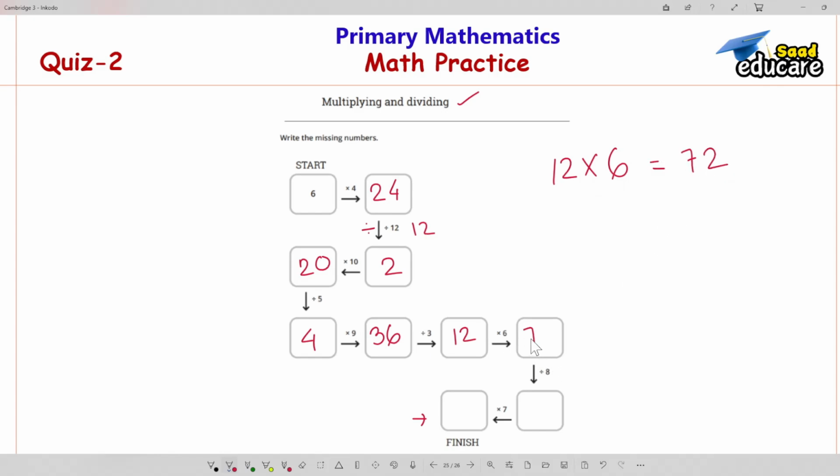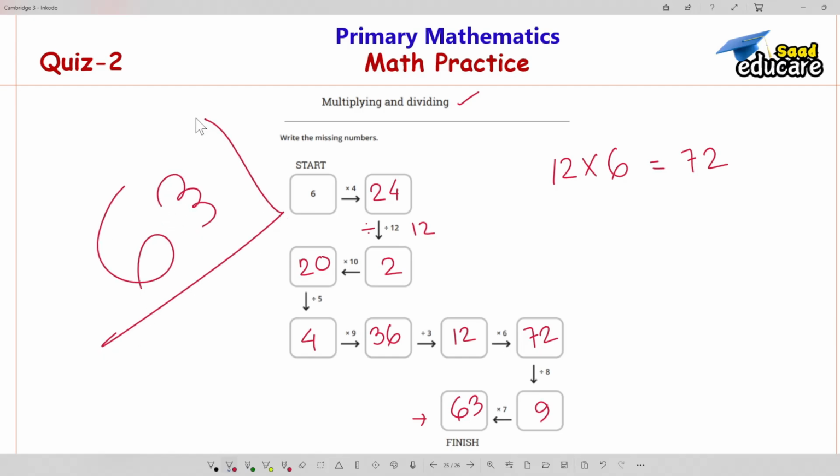So here is 72, and 72 divide 8, it will be 9, and finally 9 times 7, it will be 63. So our answer is 63. Very interesting, right? So you will make practice at home like these types of missing numbers.